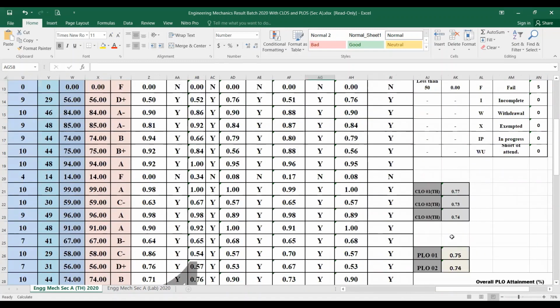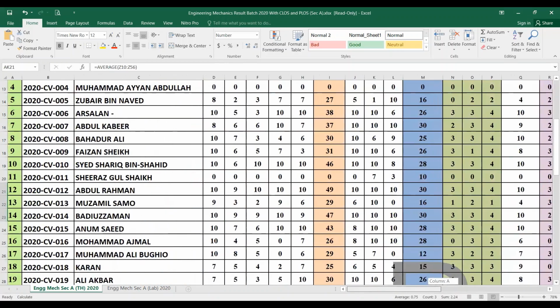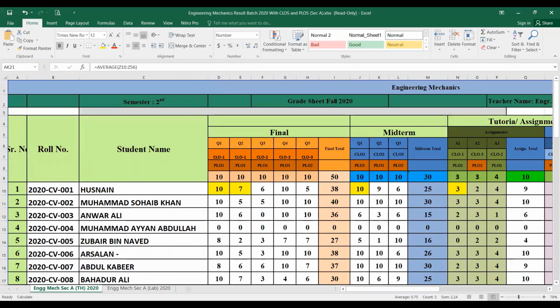So if students put in equal effort as the teachers are doing, what will happen? This percentage can easily increase to 80 to 90%. So it does not only depend upon the teacher, it also depends upon the students. They have to perform in the courses, do their work, assignments, quizzes, midterm and final exams with their intelligence, and they have to be very smart in attaining their CLOs.